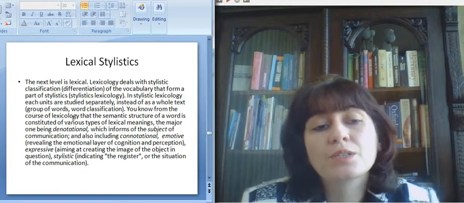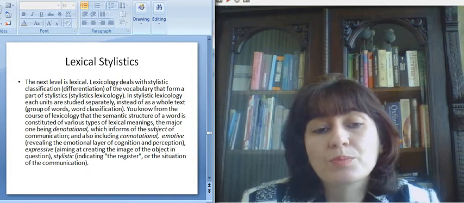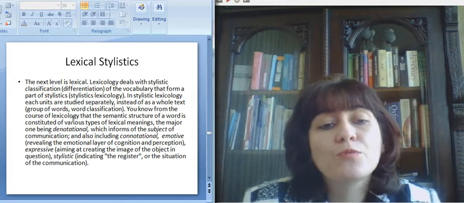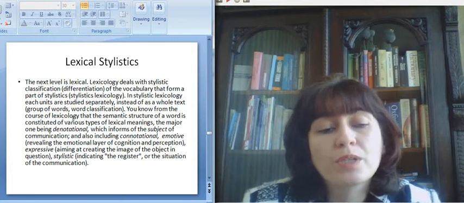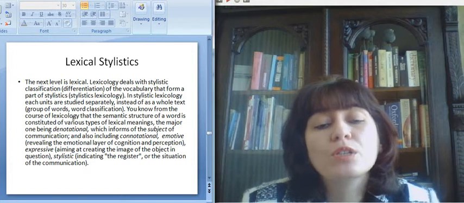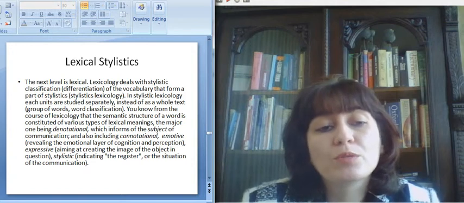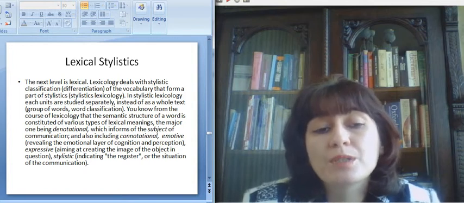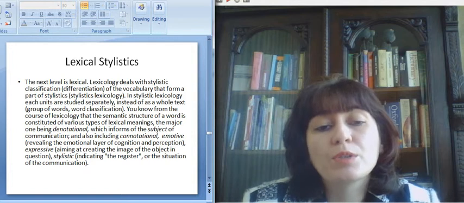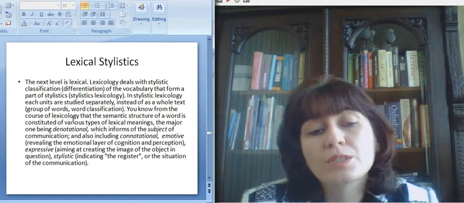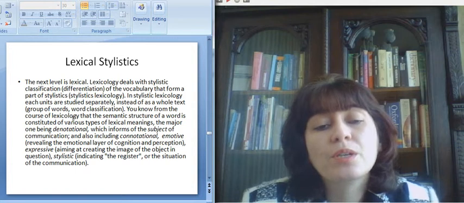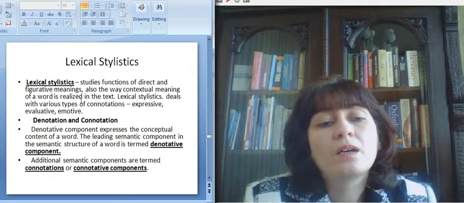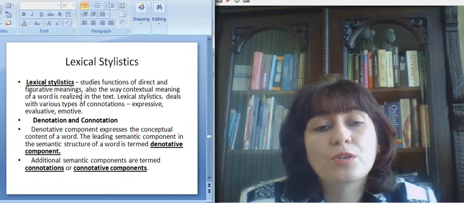And you remember from the course of lexicology that the semantic structure of a word is constituted of various types of lexical meanings, the major one being denotational, which informs of the subject of communication, and also including connotational, emotive, revealing the emotional layer of cognition and perception, expressive, aiming at creating the image of the object in question, or stylistic, indicating the register or the situation of the communication.